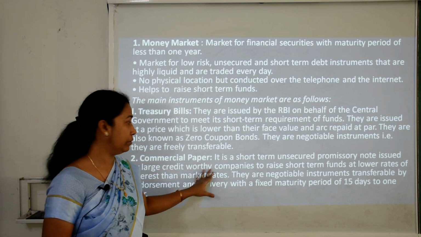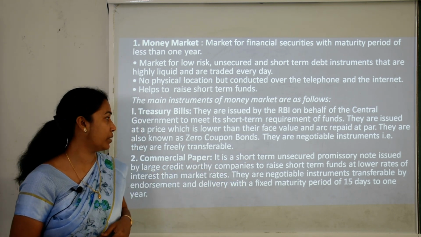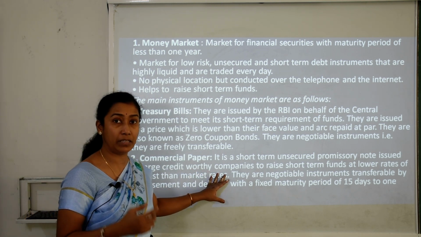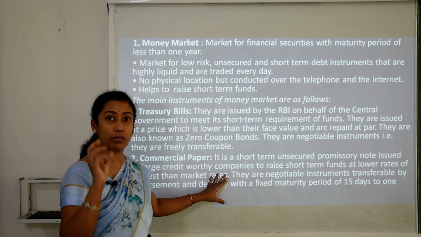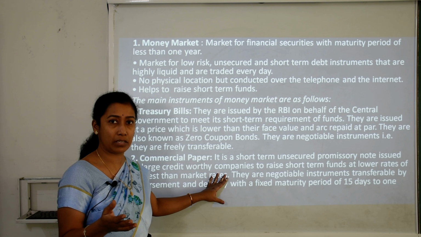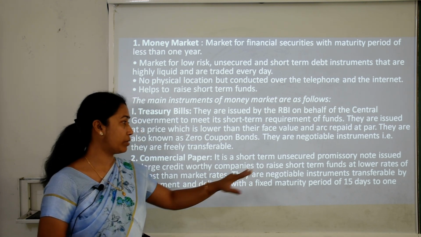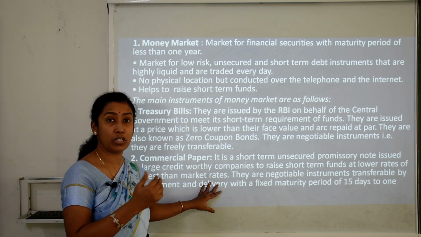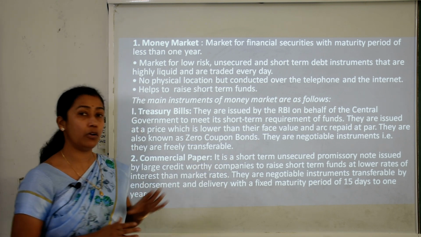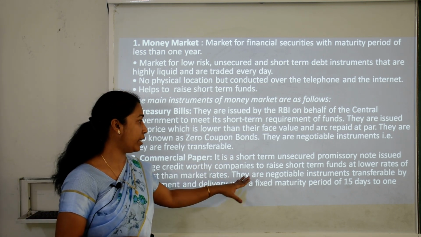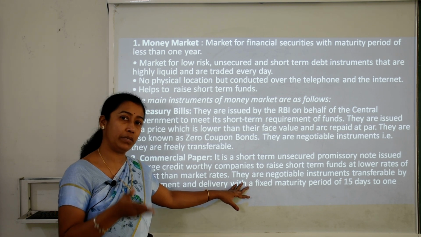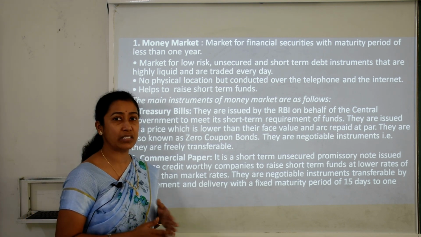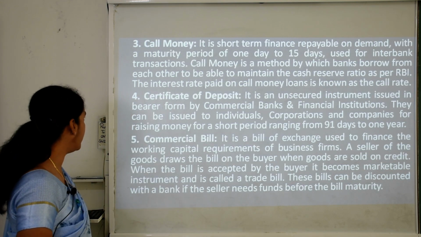Second is commercial paper. It is also a short term, unsecured promissory note issued by large creditworthy companies, that is, by all those companies who are working at large scale and having better credit, to raise short term funds at lower rates of interest than market rates. These instruments are also negotiable, that means they can be transferred from one person to another by endorsement and delivery, with a fixed maturity period of 15 days to 1 year.